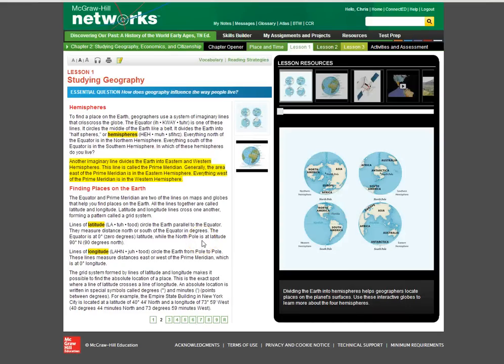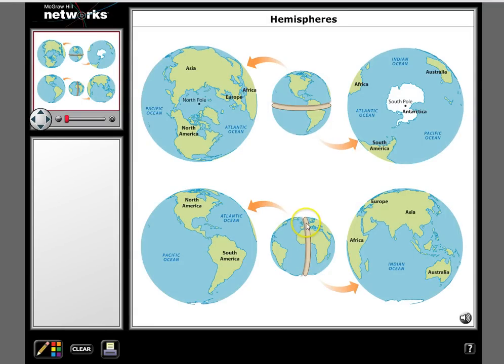And as you can see, I've highlighted the next paragraph. Another imaginary line that divides the Earth into eastern and western hemispheres is known as the prime meridian. So we looked at the belt that goes around the Earth, known as the equator, which divides the northern and southern hemispheres. But there's also a line that goes from top to bottom of the Earth, known as the prime meridian, which gives us our eastern and our western hemispheres. Again, coming back to our graph, this would be the prime meridian. We are on the western side of the prime meridian.